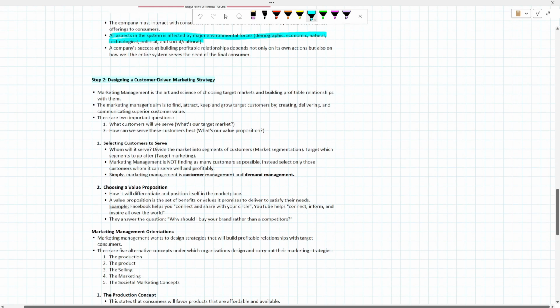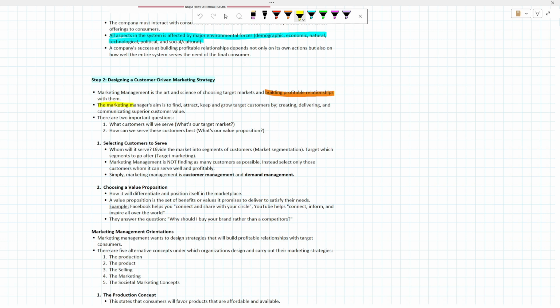So let's go to step two, designing a customer-driven marketing strategy. Marketing management is the art and science of choosing target markets and building profitable relationships. So I'll highlight that again: building profitable relationships. The marketing manager's aim is to find, attract, keep, and grow target customers by what? By delivering and communicating superior customer value. So let me highlight that as well. The marketing manager's aim is to find, attract, keep, and grow target customers.